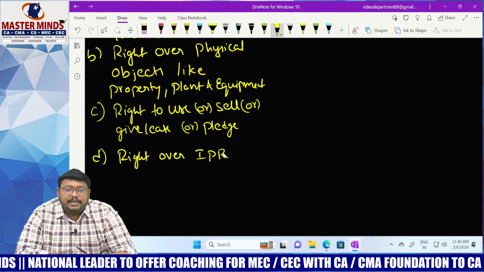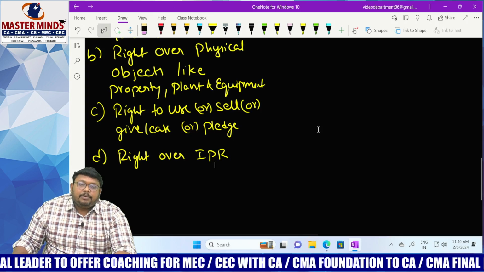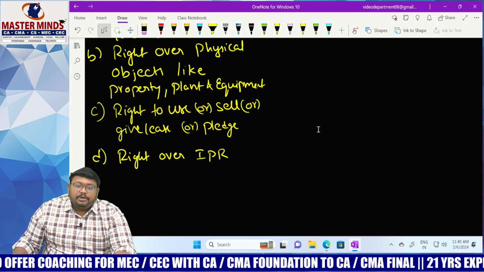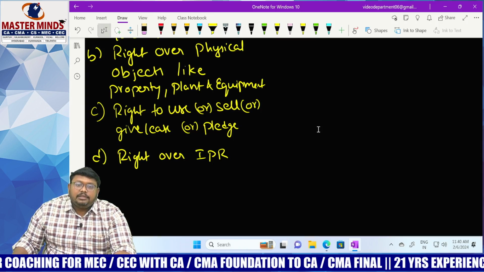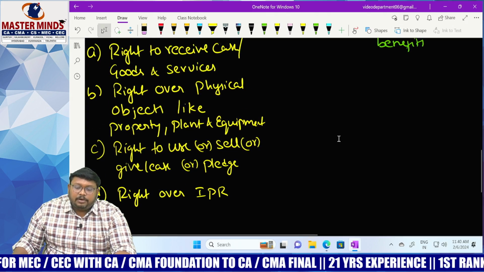You have all the rights against that asset, which we call intellectual property rights. Intellectual property rights are nothing but patents, copyrights, trademarks. You are the only owner for that. So you have all the rights over a particular intangible asset. We can call it intellectual property rights.